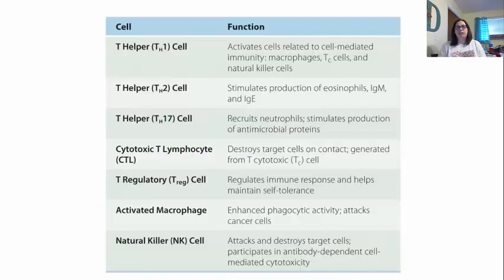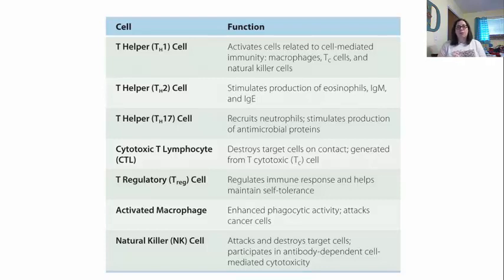You have your helper T cells. They're going to activate cells related to the cell-mediated immunity. They can also help activate macrophages and natural killer cells. We also see there's the helper T cell type 2. These are going to stimulate production of eosinophils as well as antibodies like IgM and IgE. And again, this is where there's that connection between the two branches.